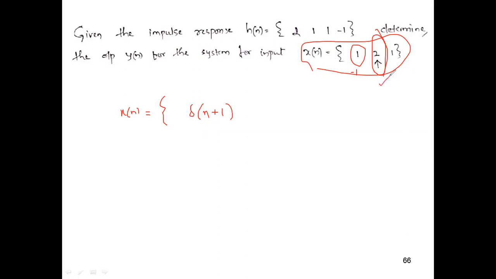Is there any similarity? This is x of 0, and it has an amplitude of 2. What is an impulse, by the way? An impulse at 0 has an amplitude of 1. So does this resemble an impulse? Yes, but what is the difference? It has an amplitude of 2. That's why I would call this 2 into delta n. It is an impulse, but amplitude scaled by a factor of 2.